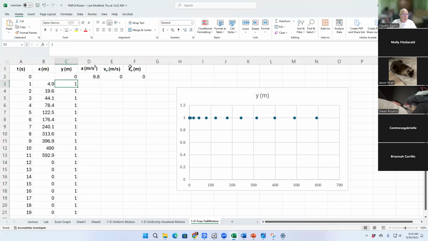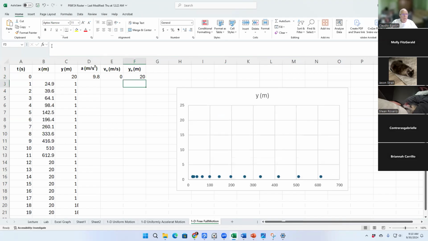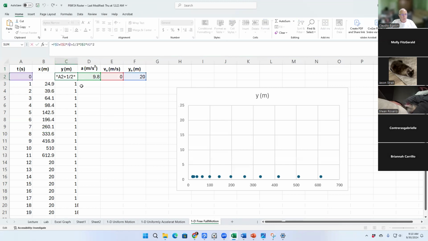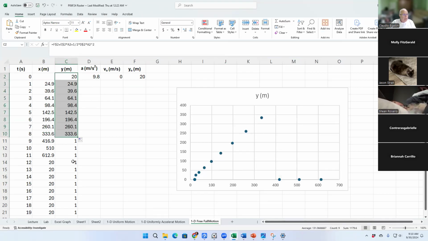Okay, it's not going to be x naught anymore. It's going to be y naught. So let's see, I'm releasing from rest from the top of a building. And instead of making it equal to 0, I'll make it equal to, let's say, 20 meters, right? Make it equal to 20 meters. Okay, that's the initial position here. I can click and drag.